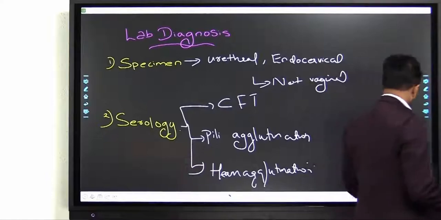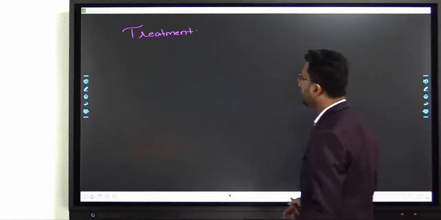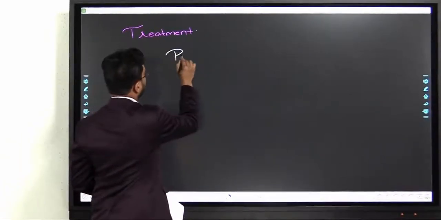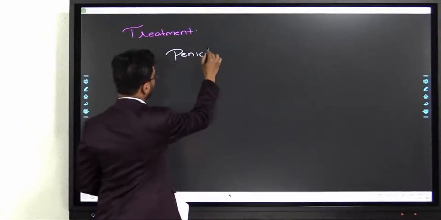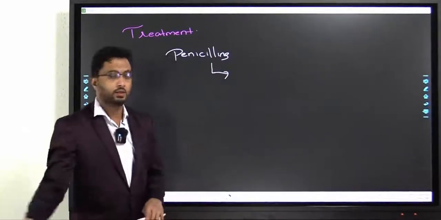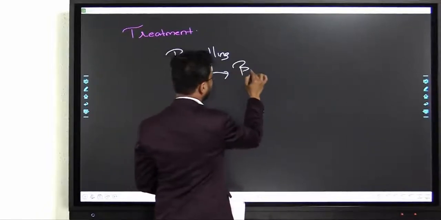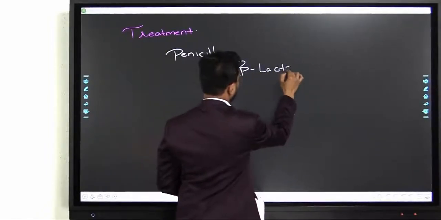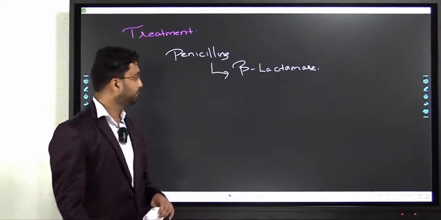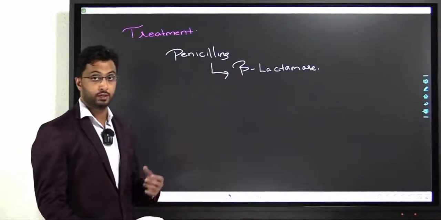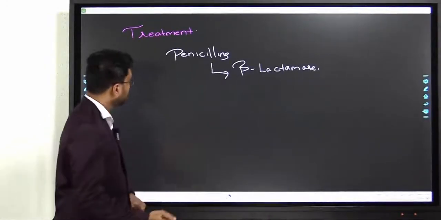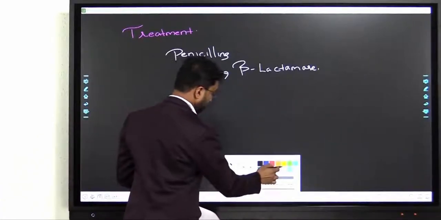And finally we come on to the treatment part. Now here in treatment, earlier, yes, penicillins were used. But now these organisms are starting to produce beta-lactamase, especially in foreign countries like the USA, where this disease is at a very high rise. Beta-lactamase, so it is understood that penicillin will not work anymore, isn't it?